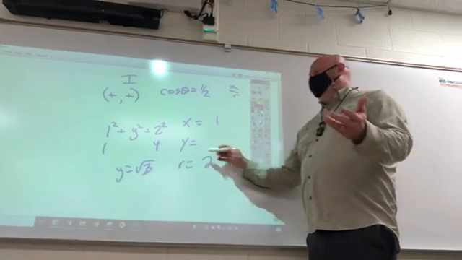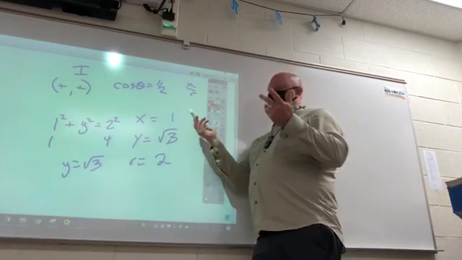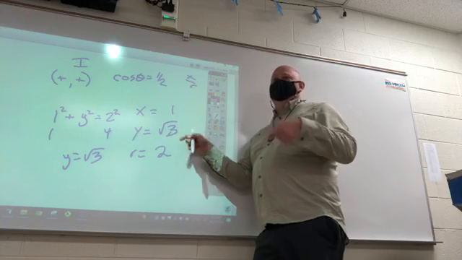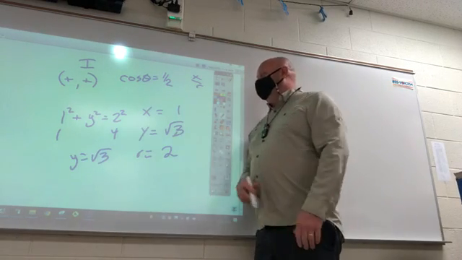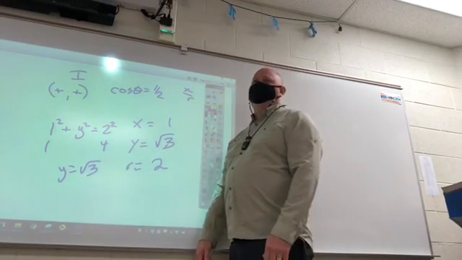Technically it's plus or minus. How did I know it was the positive square root of 3? Because you're in the first quadrant. The quadrant will determine positive or negative. So what's sine going to be? Square root of 3 over 2?